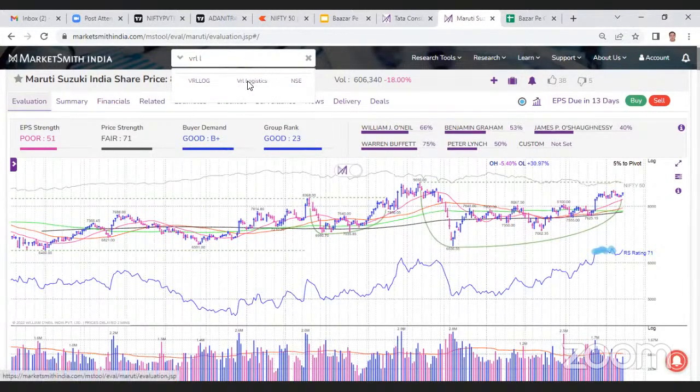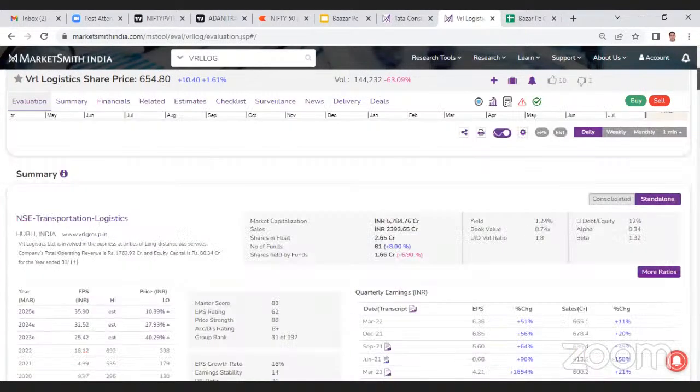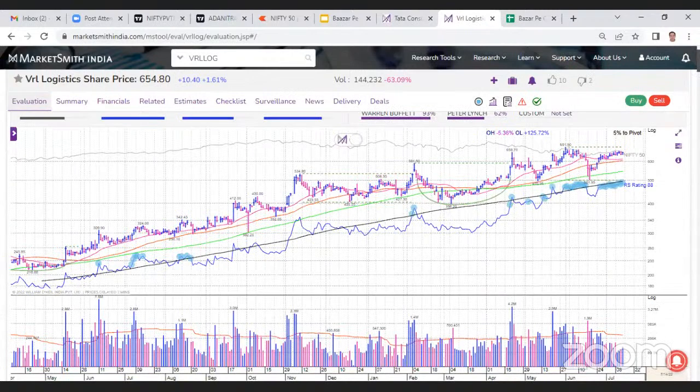VRL Logistics is also positive on the multi-time frame chart. Even this month it is gaining, trending with positive momentum only. Immediate resistance is placed around 665, 670. Once it crosses and holds over 670, I can say that further positivity may come.